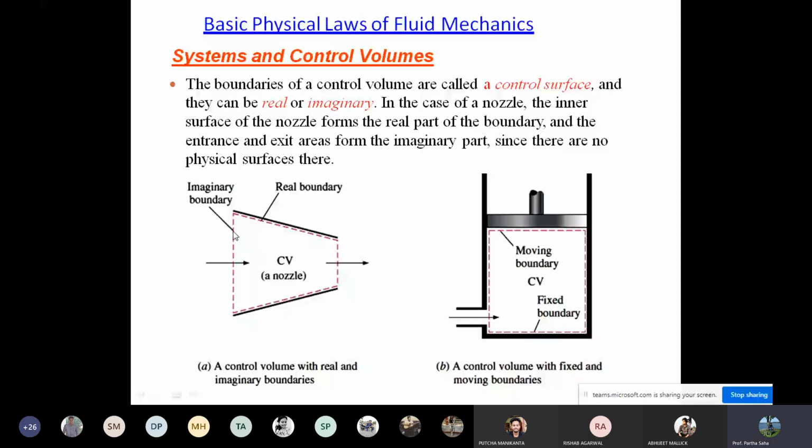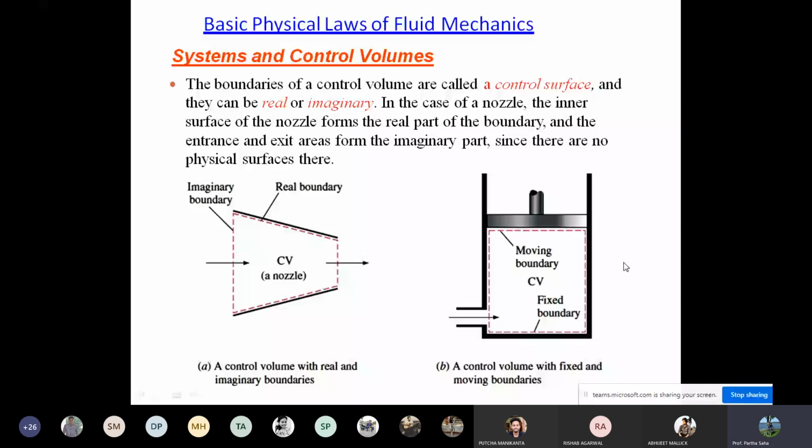This is an example of a nozzle. The inner surface of the nozzle forms the real part of the boundary. This is the real part. And the entrance and exit are the imaginary part, there is no physical surface there. Similarly, this is the moving boundary of a piston, but these are fixed boundaries. This is also a moving boundary.